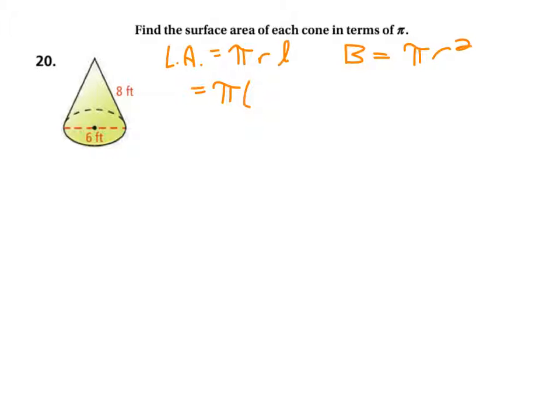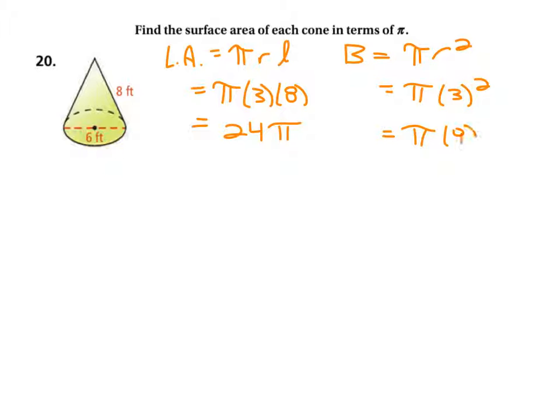We have pi times, what's the radius? Well, the diameter is 6, the radius is 3. What's the slant height? 8. Okay, the area of the base, pi times, what's the radius? The diameter is 6, so the radius is 3. We have to square that, and we get here 24 pi, and here we get pi times 3 squared is 9, or 9 pi.